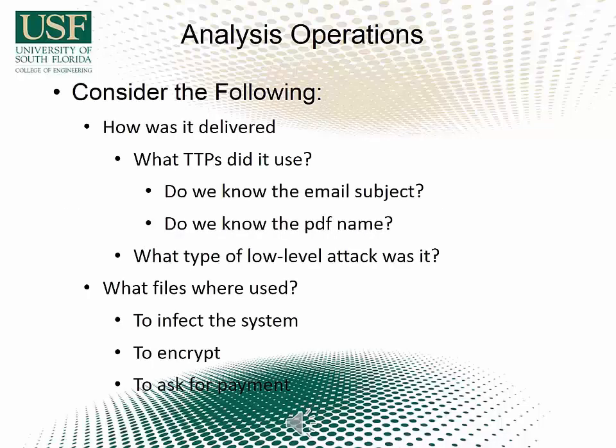So now that we've looked at the two different attacks and we looked at the email message, let's start considering a number of different things. For one thing, how was this attack delivered? What mechanism was used? What TTPs can we identify? Is there a mail subject that maybe we can filter on? Is there a name of a PDF that we might be able to filter on? Maybe get a hash from, right? And at the low level, what type of attack techniques were being used?